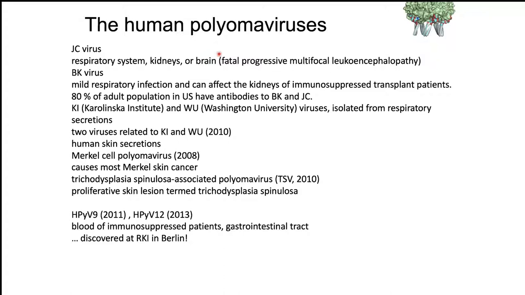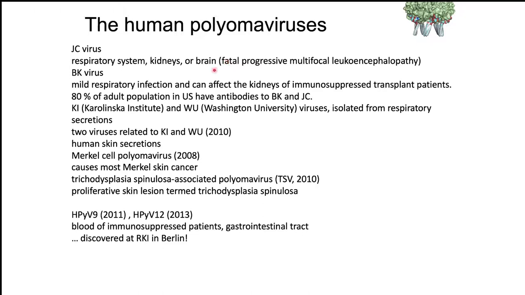There's a number of human polyomaviruses, some of which unfortunately cause disease. However, mostly in immunocompromised patients, so you will not see this a lot. During the hard times of the AIDS pandemic, when there was no treatment, people would get really horrible diseases like fatal progressive multifocal leukoencephalopathy. But this is not seen much anymore.